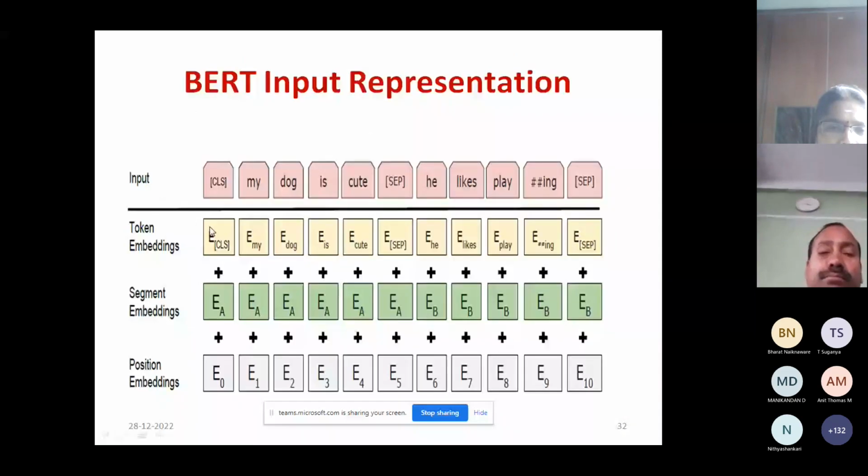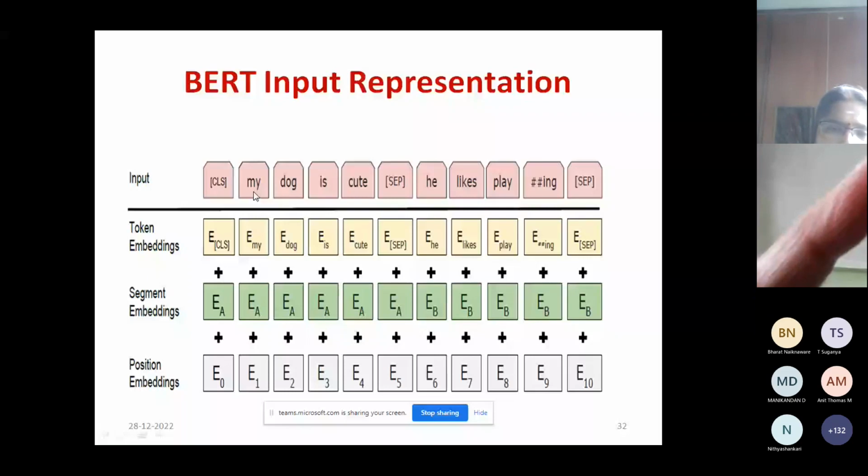Okay, we'll see that. For example, this is my sentence. I have 2 sentences: My dog is cute. He likes playing. So it has to be tokenized. Tokenization is nothing but splitting into words. So you may have a continuous sentence, and you will be splitting it according to a word tokenizer.